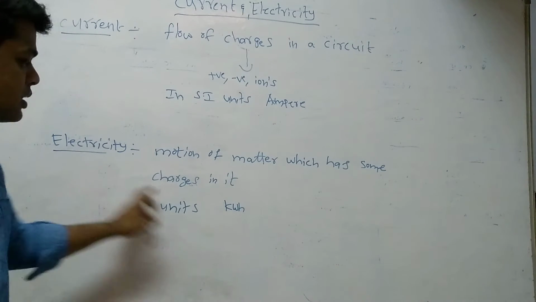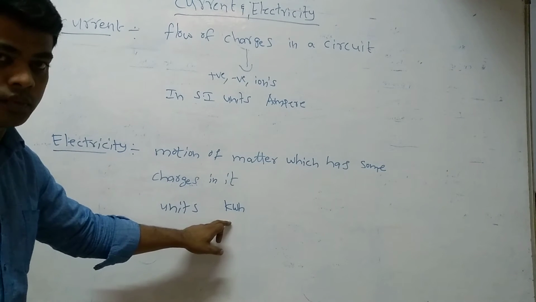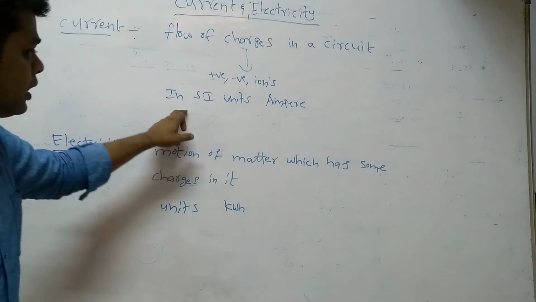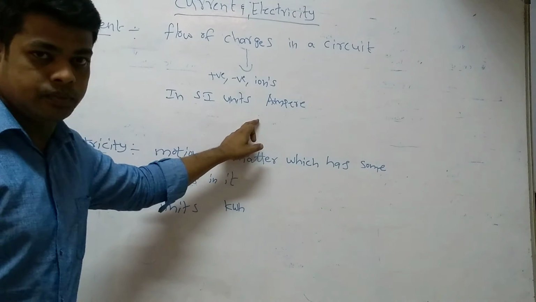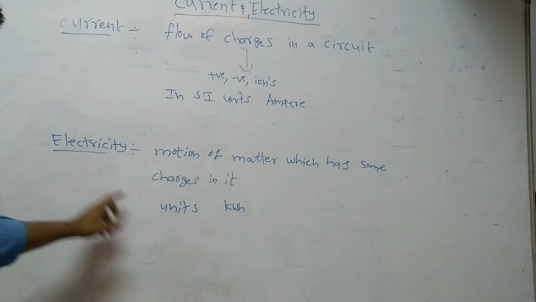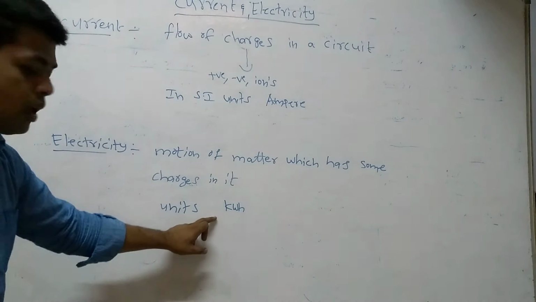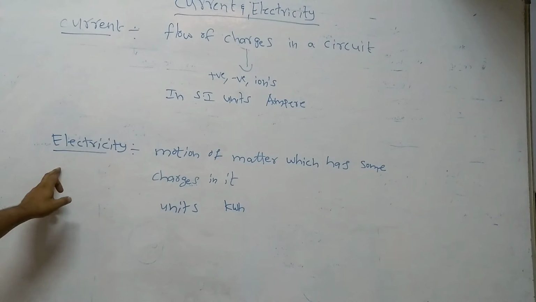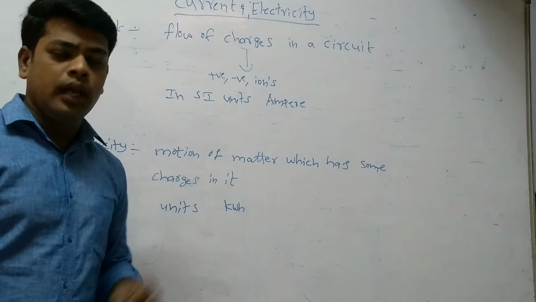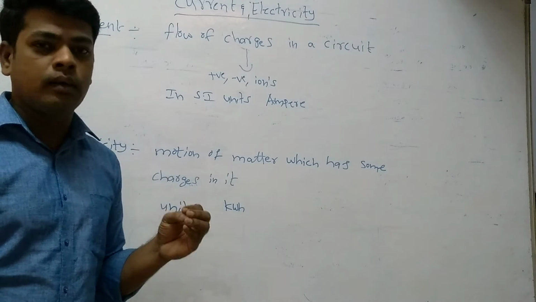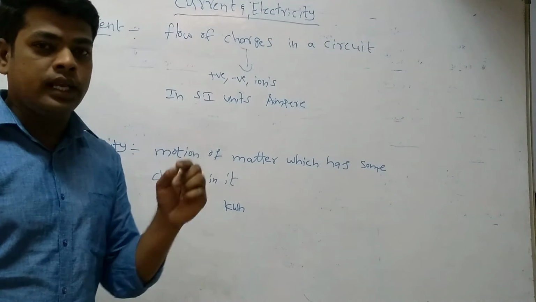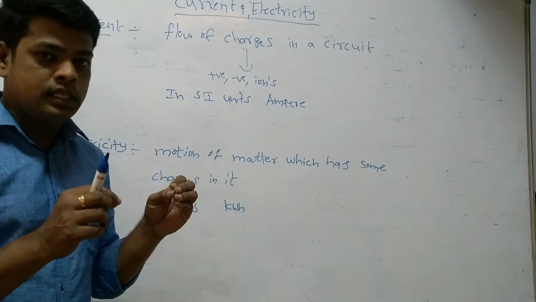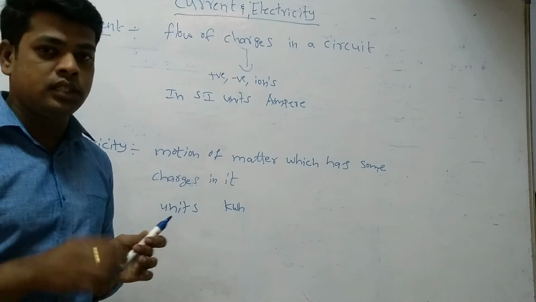So that is the definition of current. In SI units, the current has amperes. For electricity, in simple units, we have kilowatt hour. That is the definitions of current and electricity. In this chapter, we will learn the basic laws to study current. Steady current means the intensity of current does not change with respect to time, which is known as the steady state current.